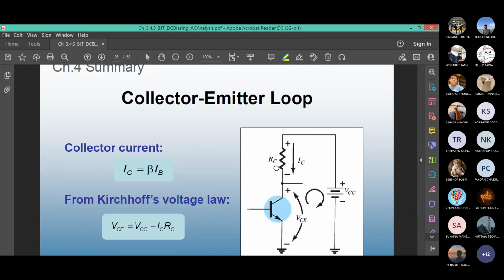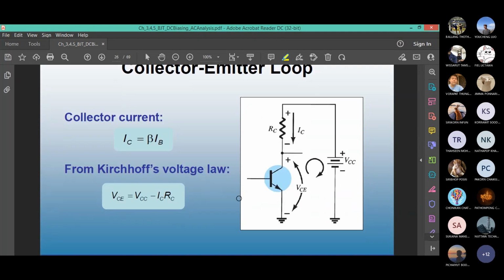Output loop, what did we say? VCC minus ICRC minus VCE equals 0, which means VCE equals VCC minus ICRC. And IC is beta IB always. What are we trying to find in this equation? The bottom equation, what does it tell you? It is the load line equation, isn't it?